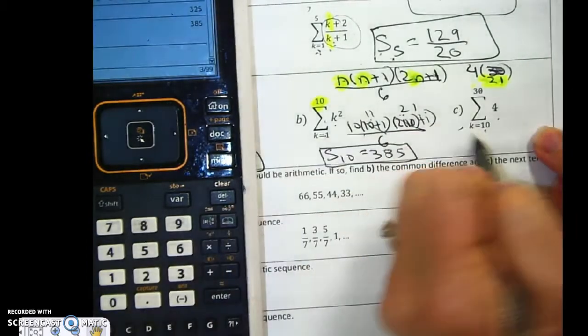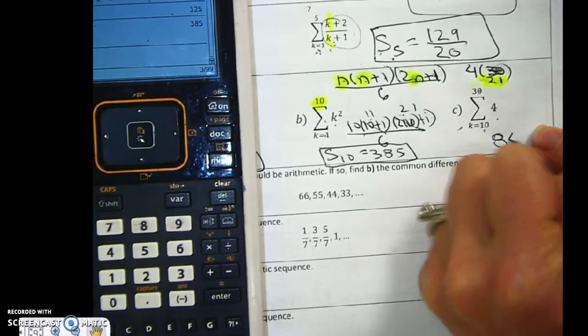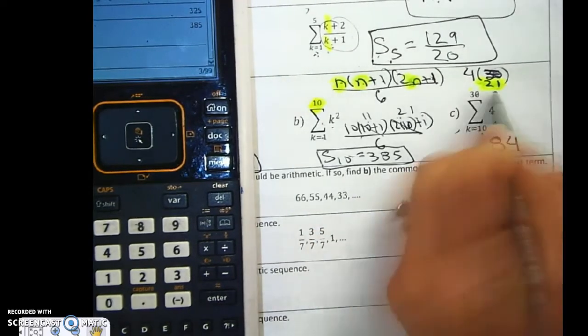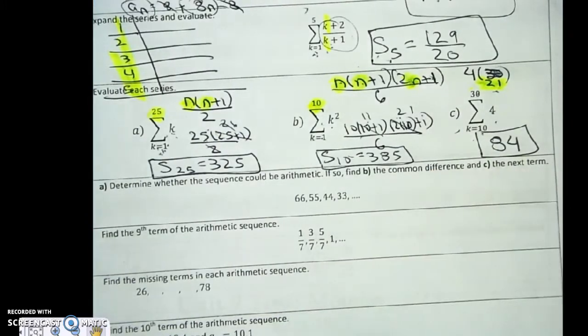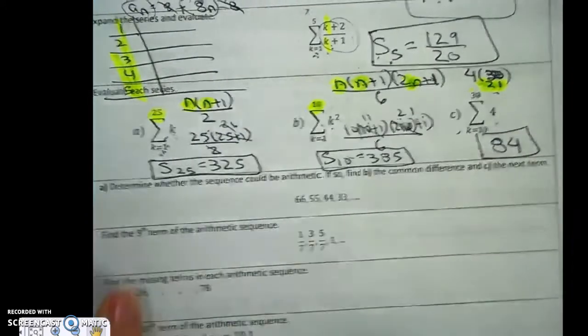I'm just going 4 times 21, which is 84. But I cannot say the sum of the first 21 numbers because it starts with a 10. Okay, all right. Let's go to the next one.